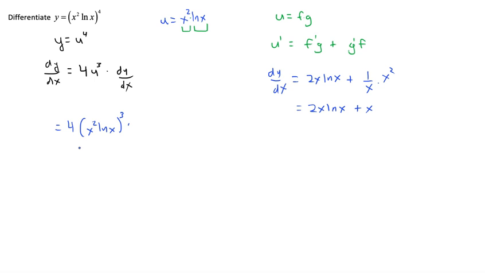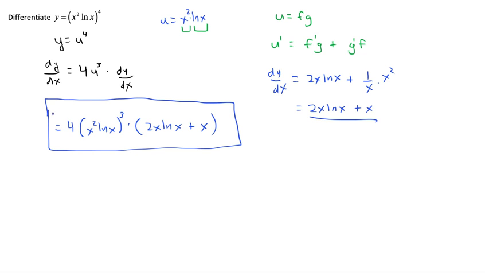So what is our final answer? Our final answer is 4 times x squared ln of x cubed times this guy right here. Make sure to put that in parentheses. You don't want to not put in parentheses because that's going to mean something totally different, okay? Now, of course, we could raise this to each term to the third power here and multiply through, okay? But for the most part, this here will be our final answer.